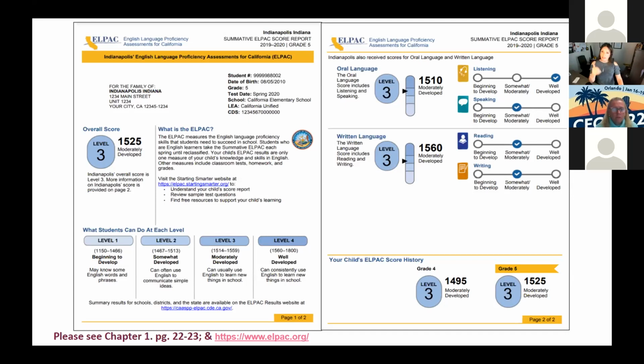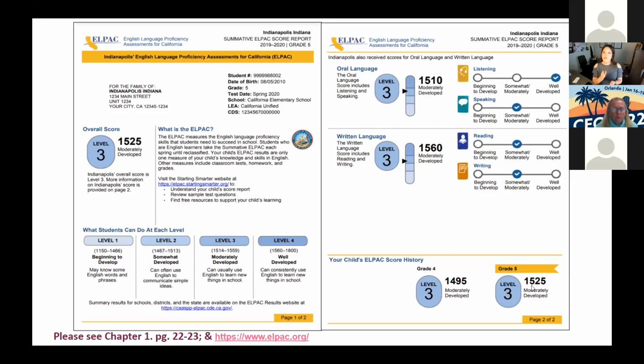Now, if we look at this bottom section, I'm able to look at the LPAC score history. Prior year, grade 4, the student was a level 3. So at face value, there was no growth. They were a 3 last year, they're a 3 this year. However, I can see that they were moderately developed at 1495 the year prior. And this year they were a 1525, moderately developed. So some growth was made. So that lets me know that there is progression in the development of the English language for this particular student.